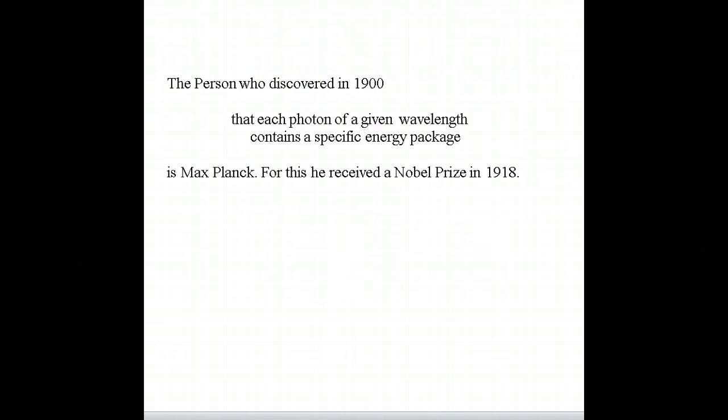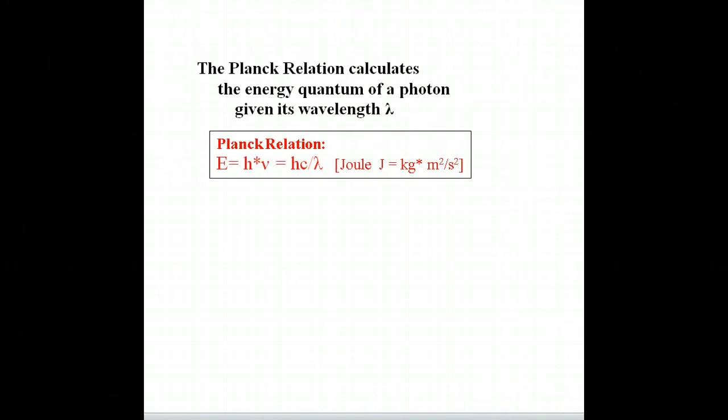The person who discovered in 1900 that each photon of a given wavelength contains a specific energy package is Max Planck. For this, he received a Nobel Prize in 1918. The Planck relation calculates the energy quantum of a photon given the photon's wavelength, lambda. So the Planck relation is E of the photon equals h multiplied by c divided by lambda. And this is all in joule.